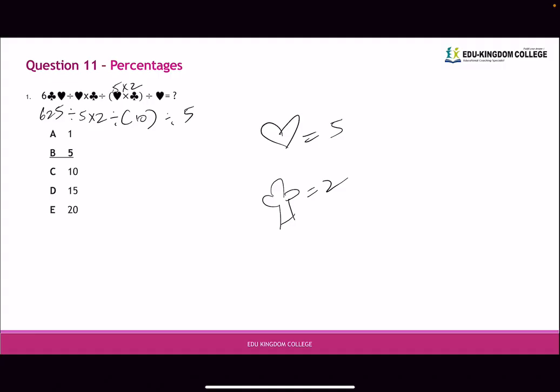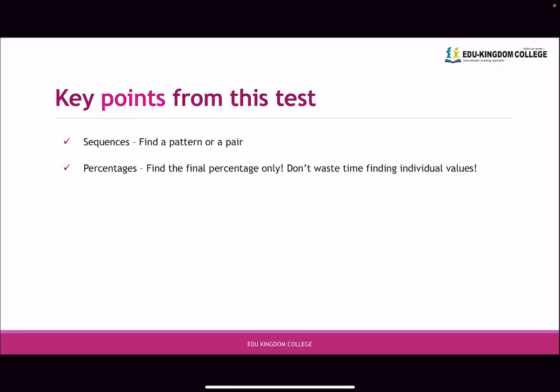So 625 divided by 5 is 125 times 2 equals 250 divided by 10 equals 25 divided by 5 equals 5. So you should have gotten B, which was 5.